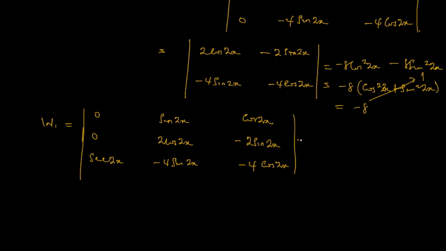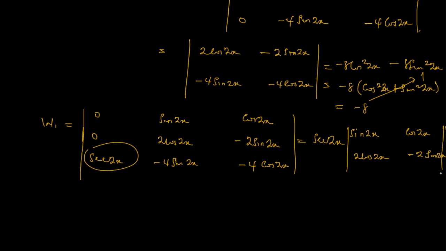Yep. So when we take the derivative of this, this is going to give us sec of 2x into, so we cross this, so we are left with sine of 2x, cosine of 2x, 2 cosine of 2x, and minus 2 sine of 2x. I don't mind that. So this is going to give us sec, let me write sec 2x.